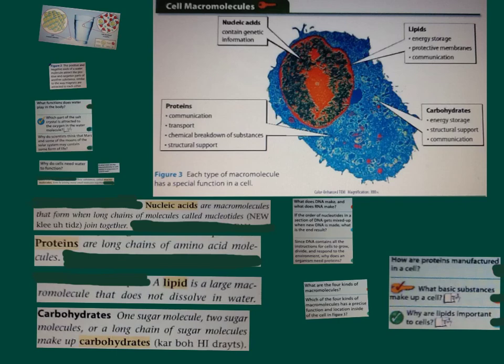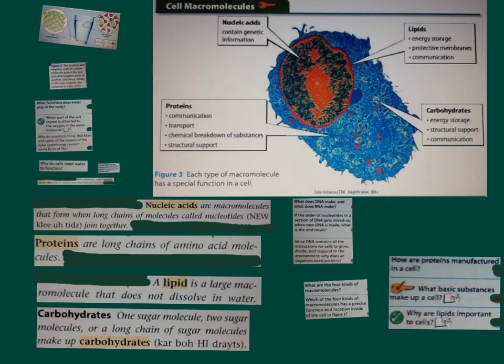Okay, so now we want to talk about the 4 macromolecules, this one, this one, this one, and this one, and their functions in a cell. You're looking at the cell right here. We're going to be talking about nucleic acids.